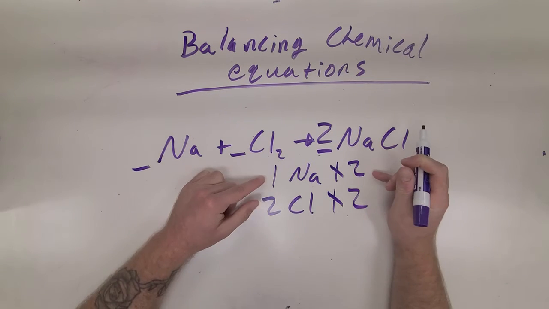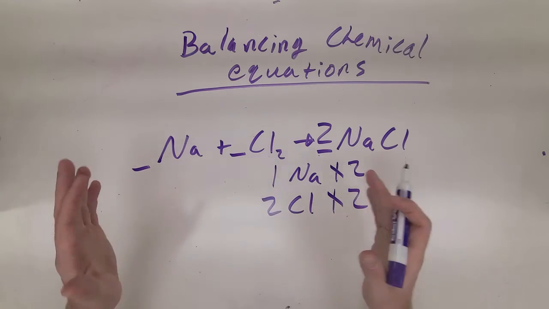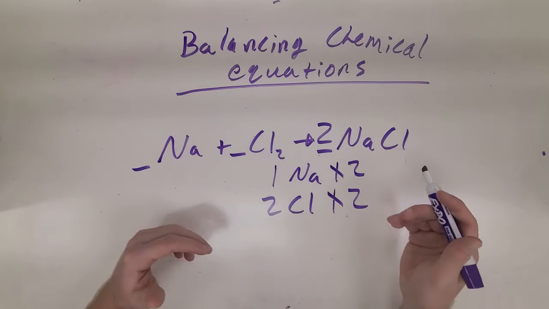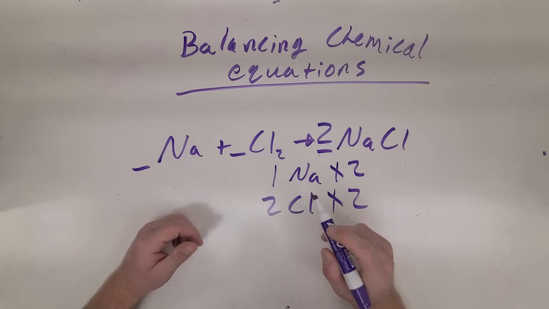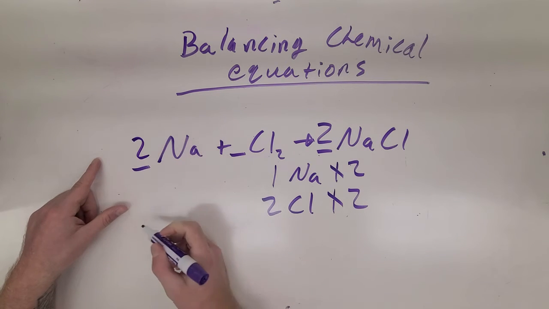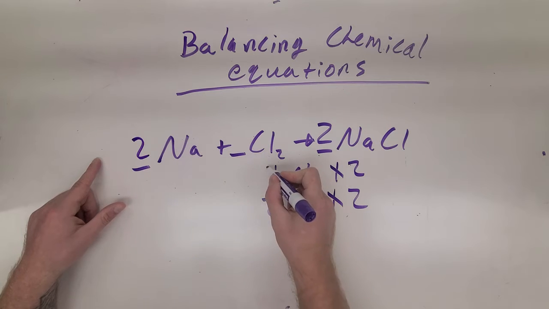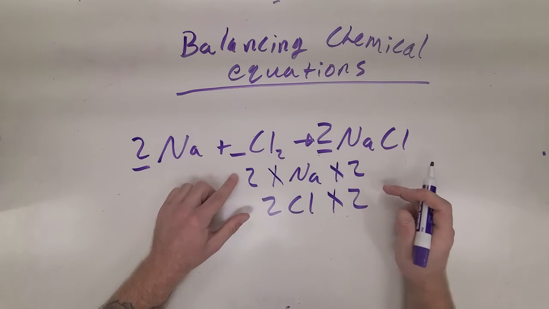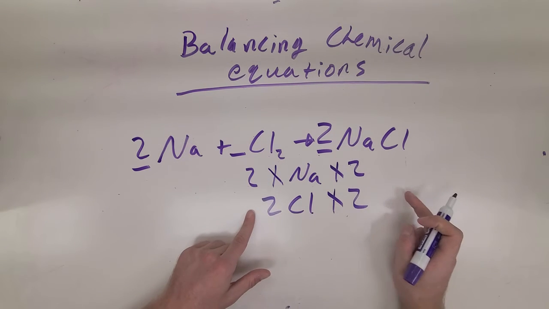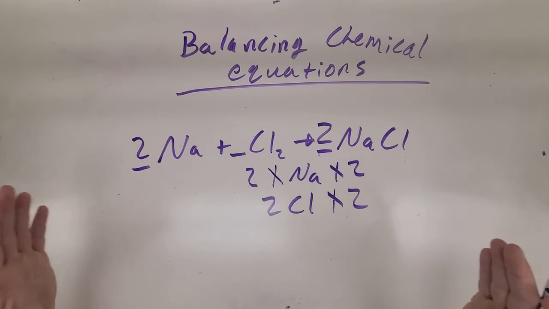Well, now we just created a problem up here. We keep going. This is called balancing, and it just takes a little bit of back and forth. So we have 2 sodium now over here and only 1 over here. All we do is just add a 2 right there. 2 times 1 gets you 2. We reassess down here. We've got 2 sodiums on each side, 2 chlorines on each side. This chemical equation is now balanced.